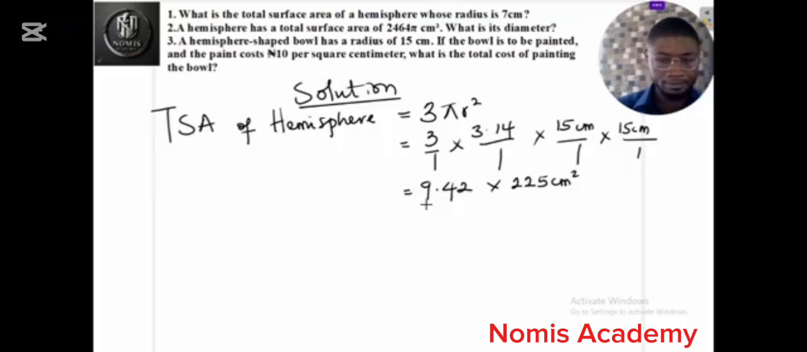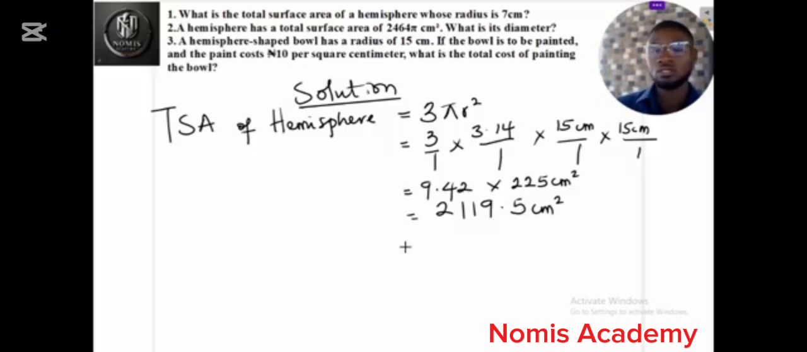225 multiplied by 9.42. So that is 2,119.5 centimeters squared. So that is the total surface area of the hemisphere. Now I need to calculate the cost of painting the hemisphere shaped bowl. So if a square centimeter would cost me 10 naira paint, then how much will it cost me to do this?